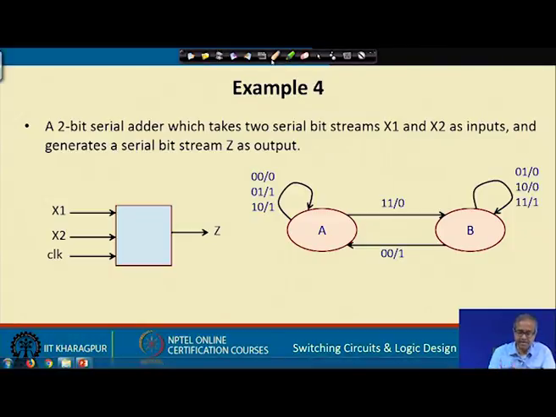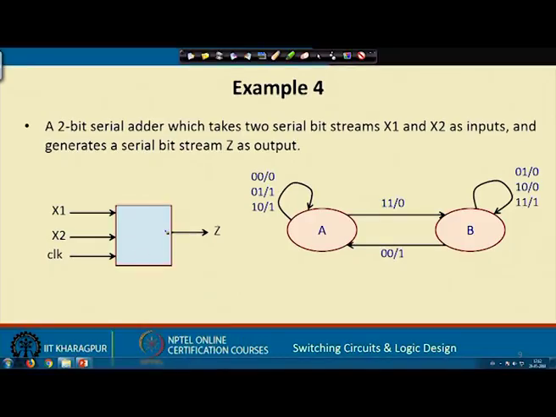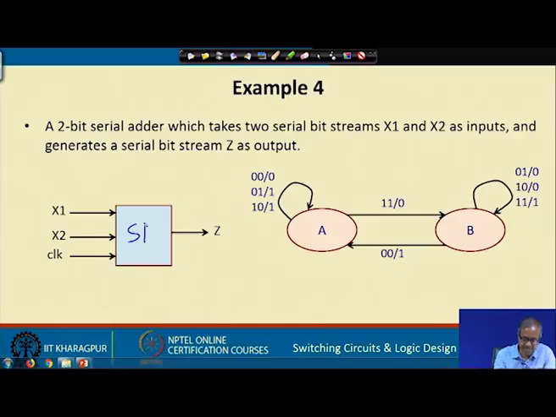Now, we consider an example which is a serial adder. I took this example earlier when we were discussing the flip flops and the other simple applications of flip flops. Now, let us look into the design of the serial adder in a little more formal way. I mentioned earlier, if you recall, that a serial adder is a circuit which will have 2 serial inputs x1 and x2, where the bits will be coming serially and the sum will be generated z serially in synchronism with a clock.